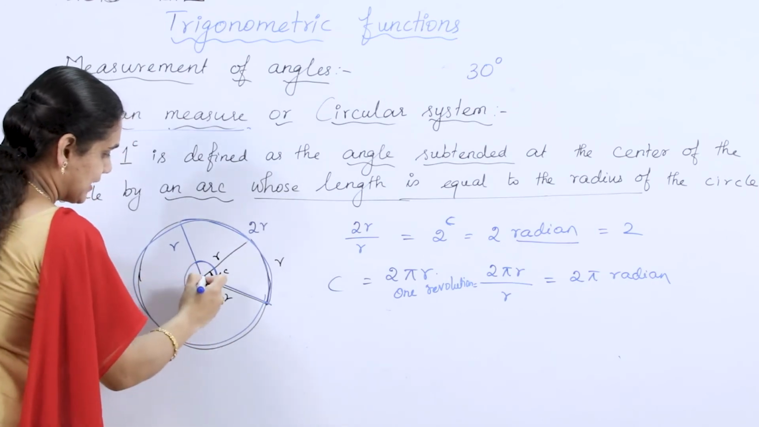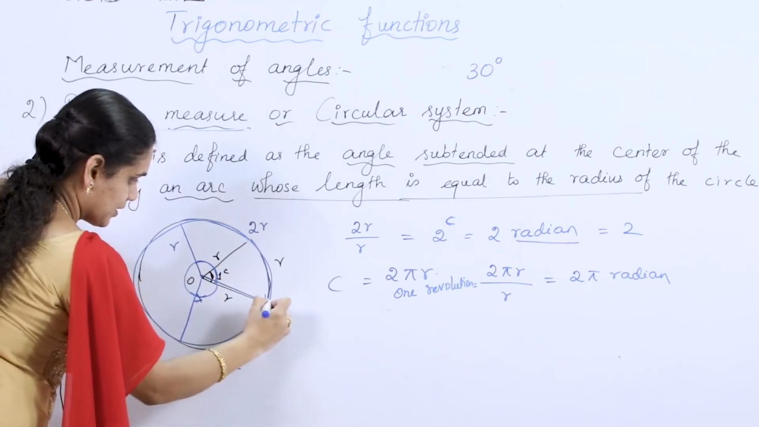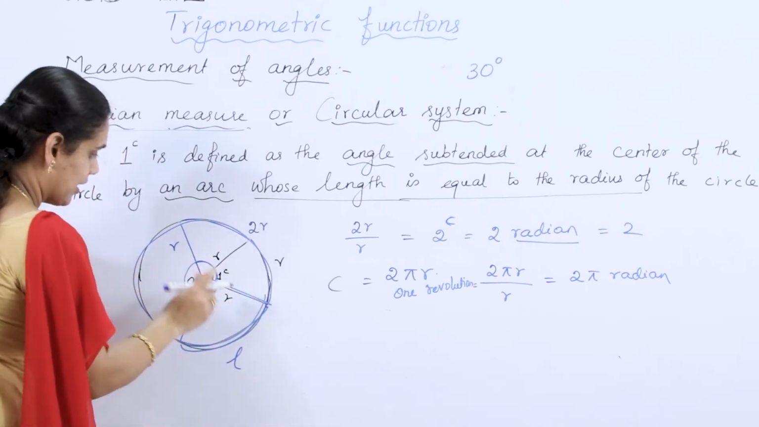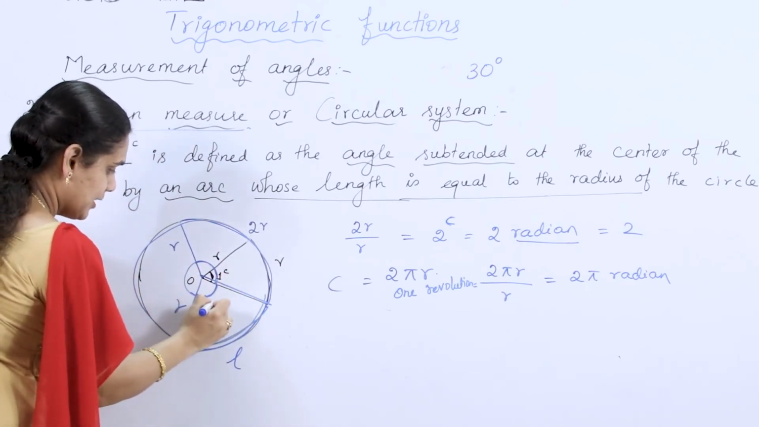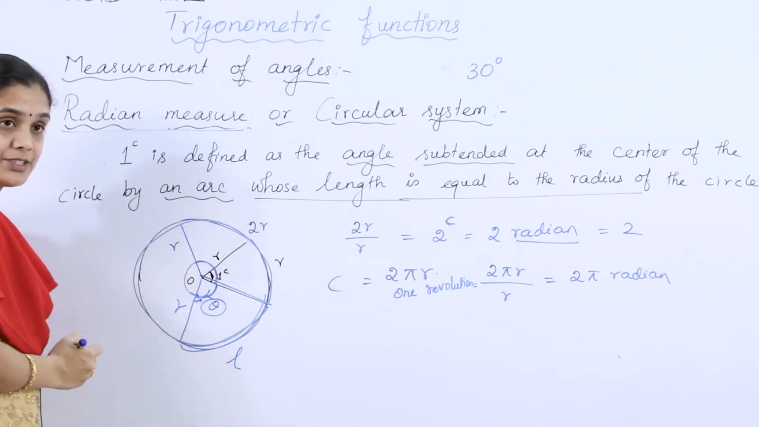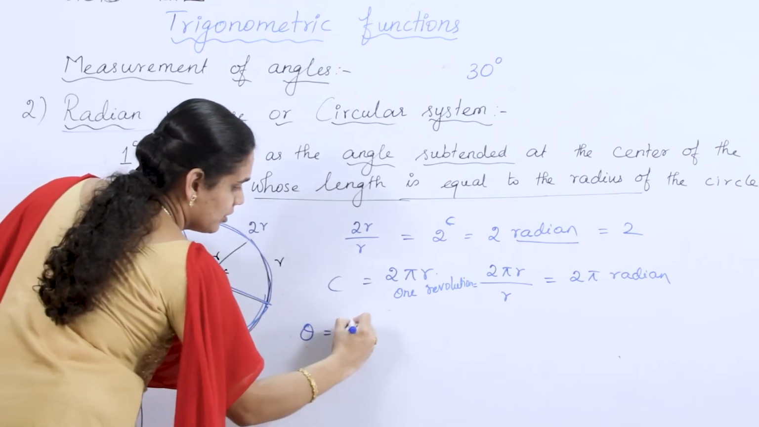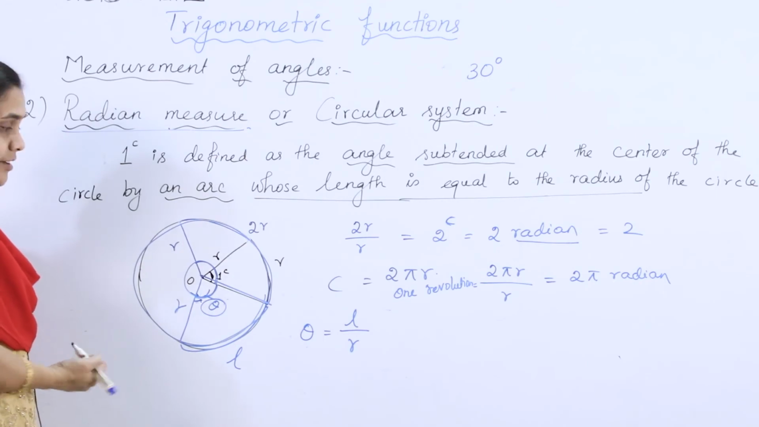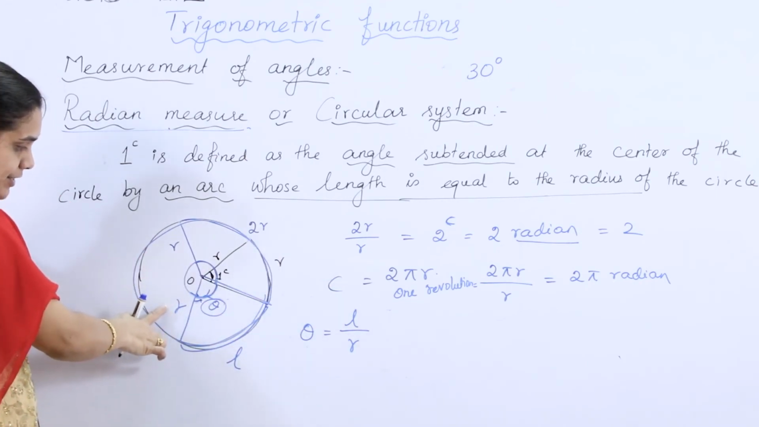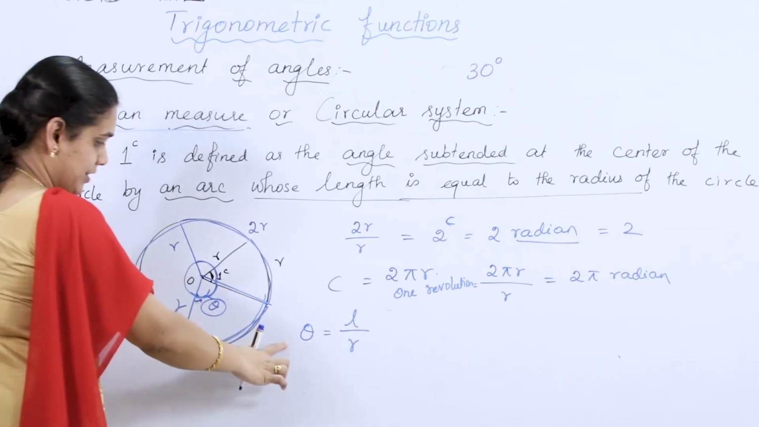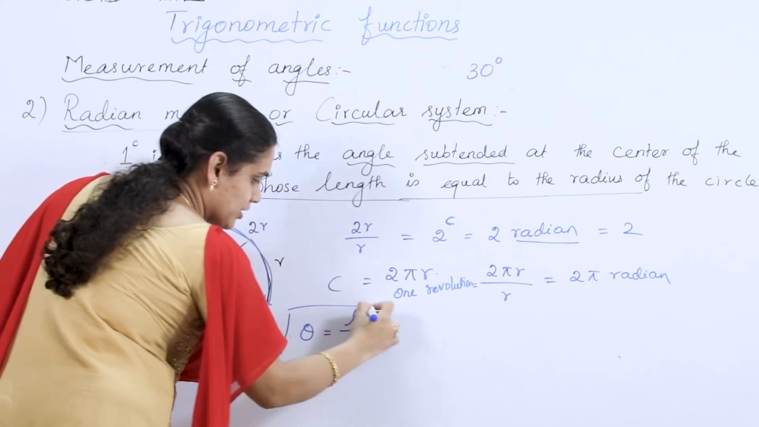Suppose if we take the arc length as L, this is arc length L and the radius is r. Suppose this angle here is theta, then how can we find out this radian measure? So theta will be equal to L by r. Alright, we divide by r, so we get theta equal to L by r. When r is the radius and L is the arc length and theta is the radian measure, then we find out the radian measure by using this formula.